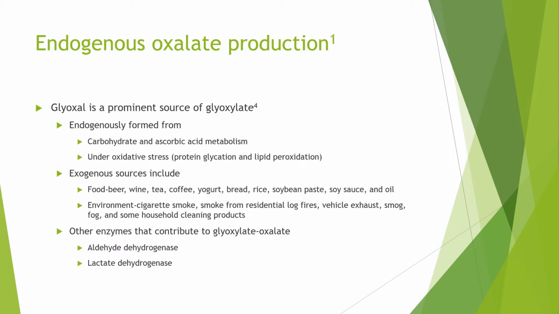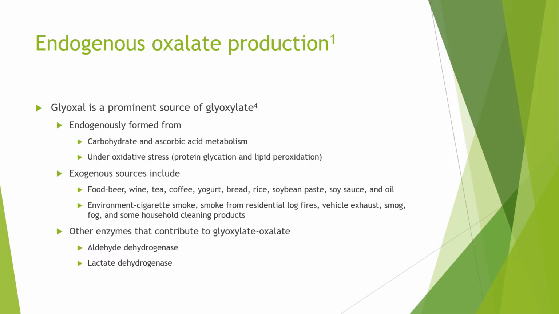You may have also heard of the term advanced glycation end products. These things are bad for us. We make them in our body. However, we can also clearly make them when you brown food, when you caramelize onions, when you cook food too much, you create advanced glycation end products. And this is a source of glyoxal, which is a prominent source of glyoxylate, which gets converted to oxalate in the liver. There are exogenous sources of glyoxal.